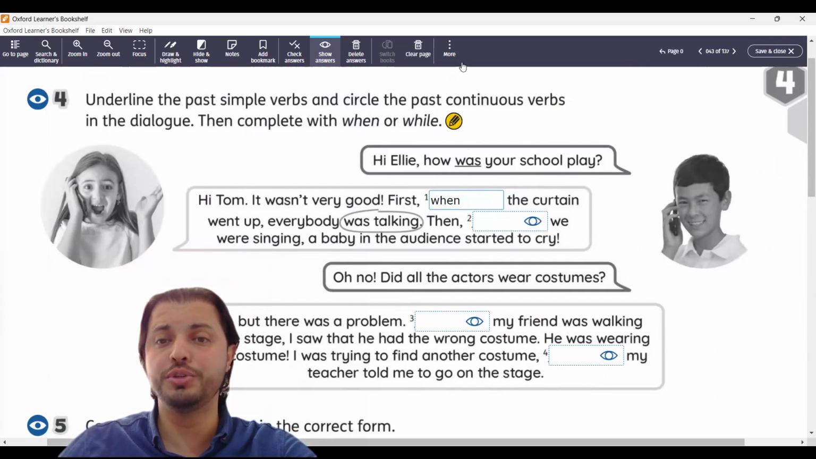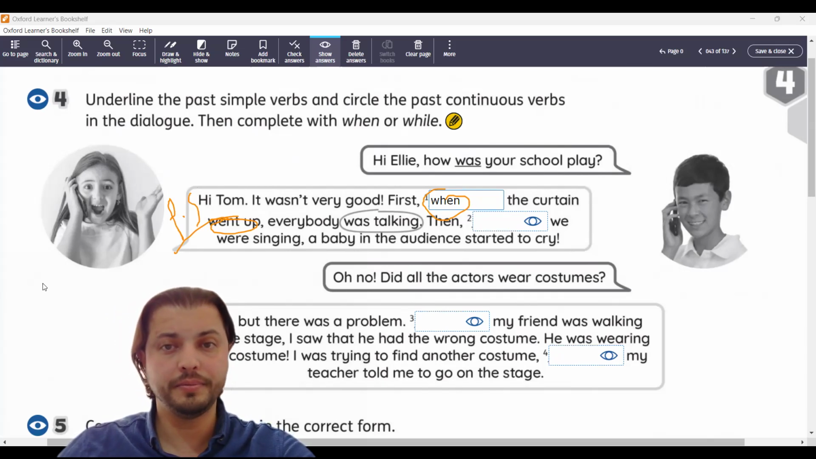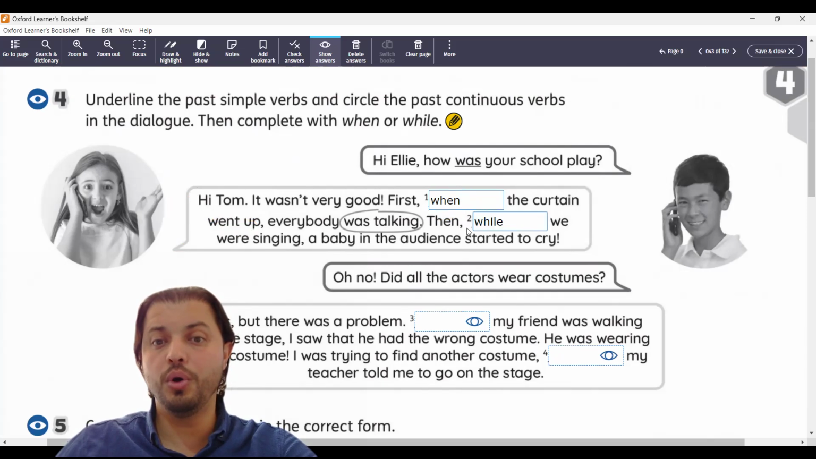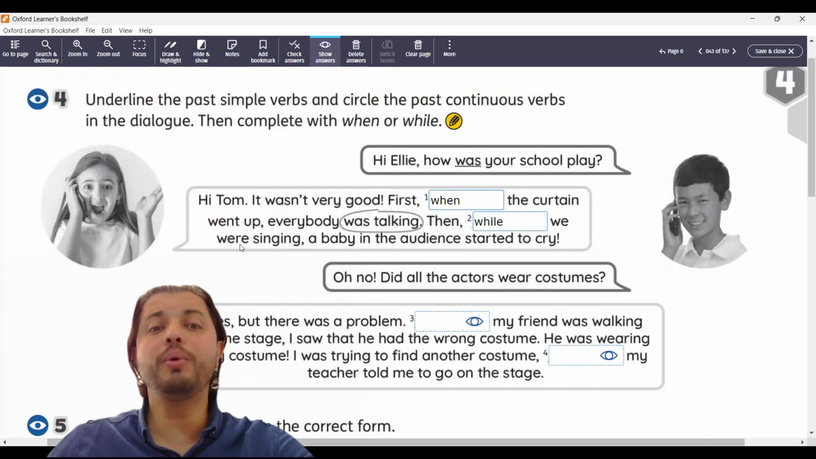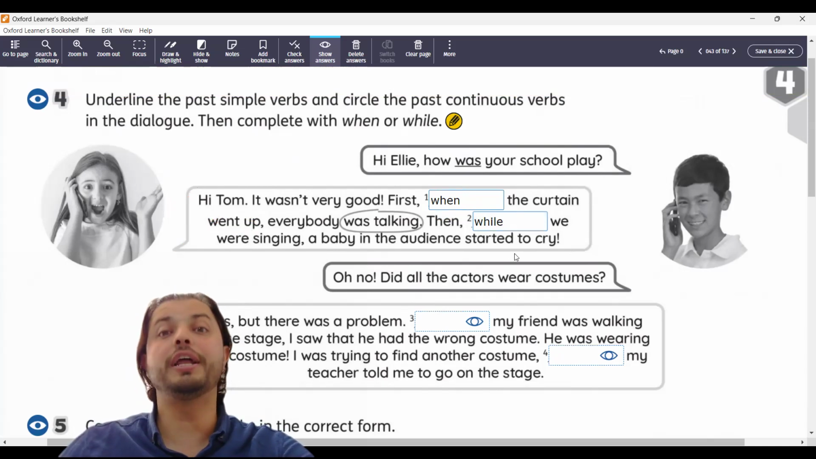So why did I use when here? Because it's past simple, right? Past simple. And everyone was talking. When, or here, while we were singing, past continuous, a baby in the audience started to cry.